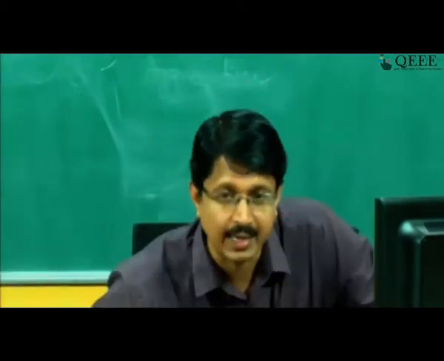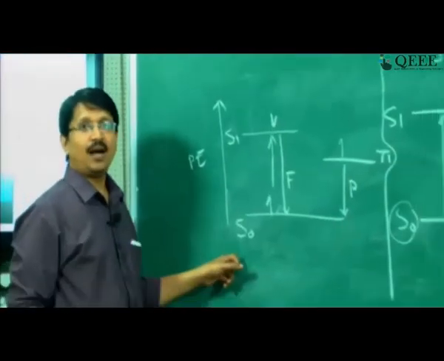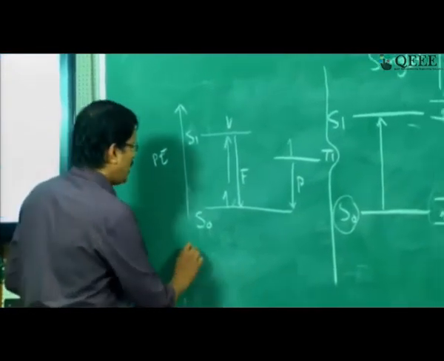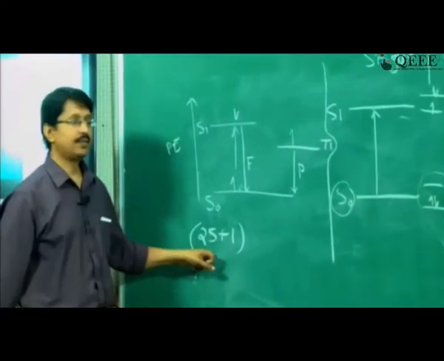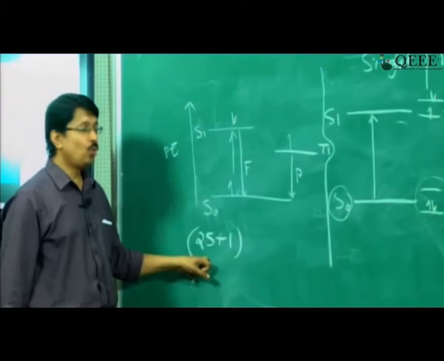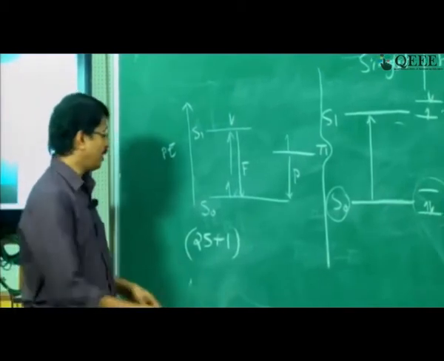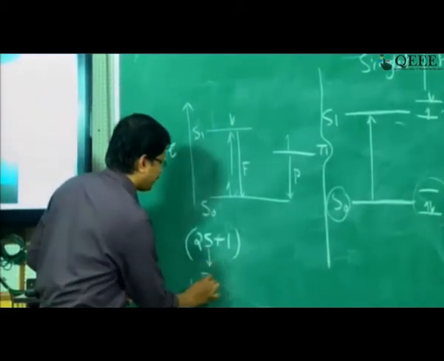Let us go to the board again. There is something called total spin multiplicity, which is given by 2s plus 1, where s is the total spin.